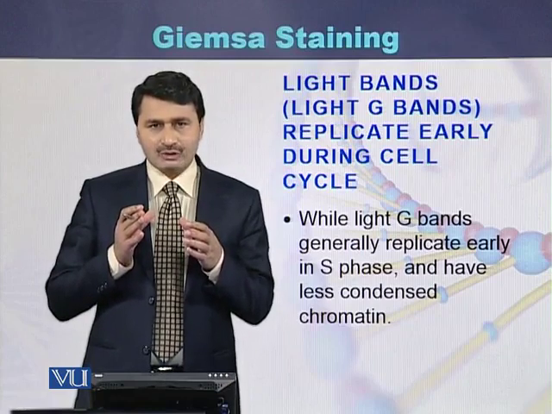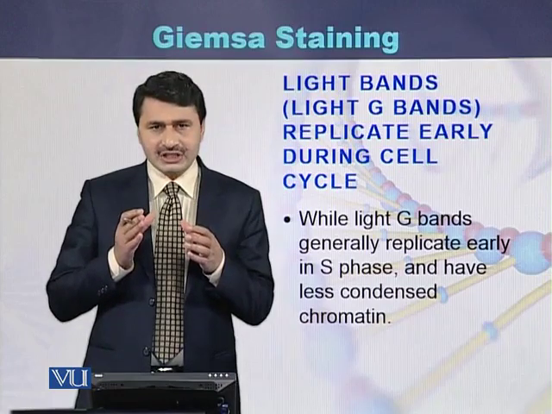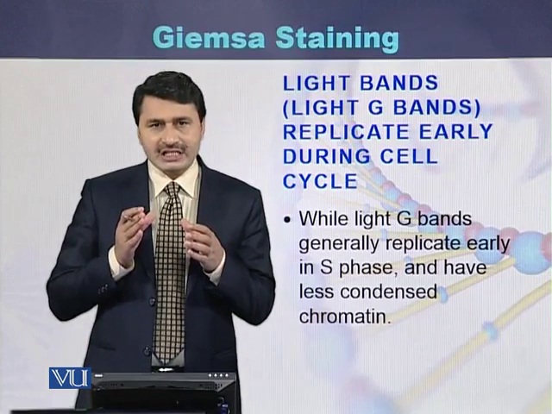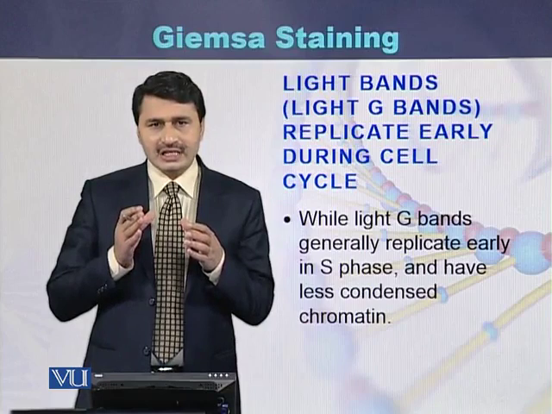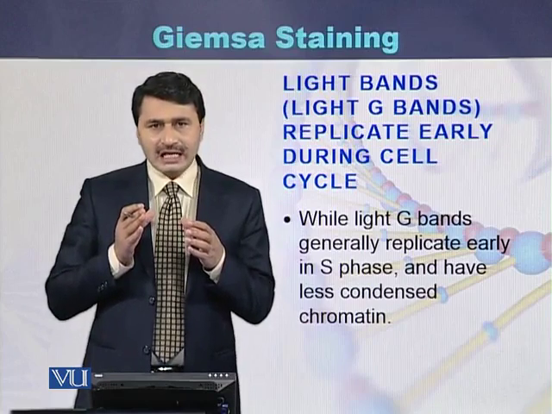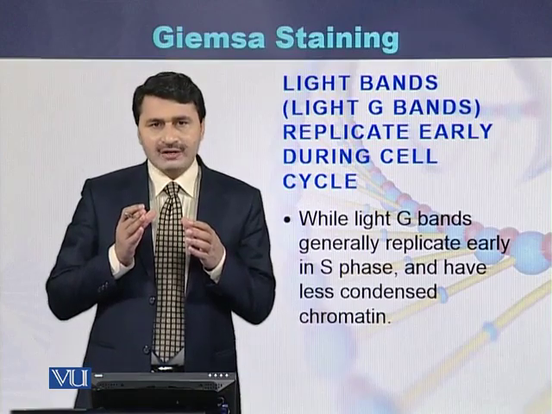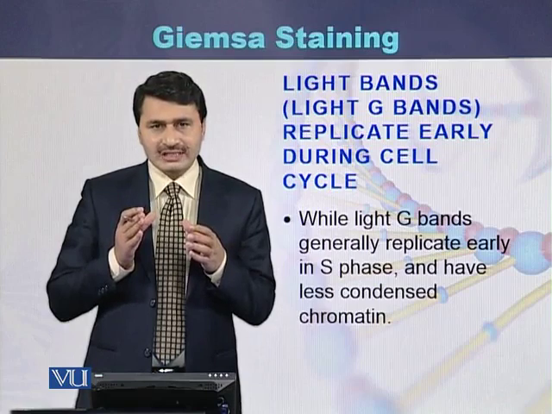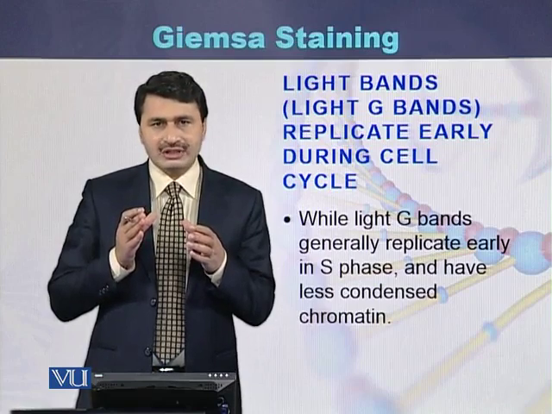Dark G bands are those bands which are AT rich and they replicate late during the synthesis S phase of the cell cycle. On the other hand, light bands are those bands which are GC rich and they replicate early during the synthesis of the DNA during the cell cycle.